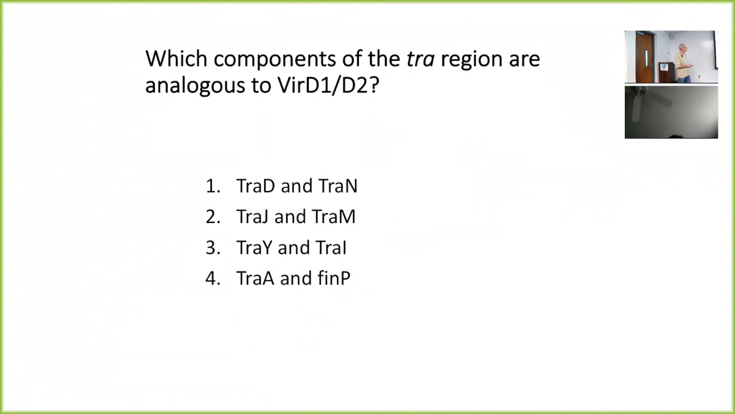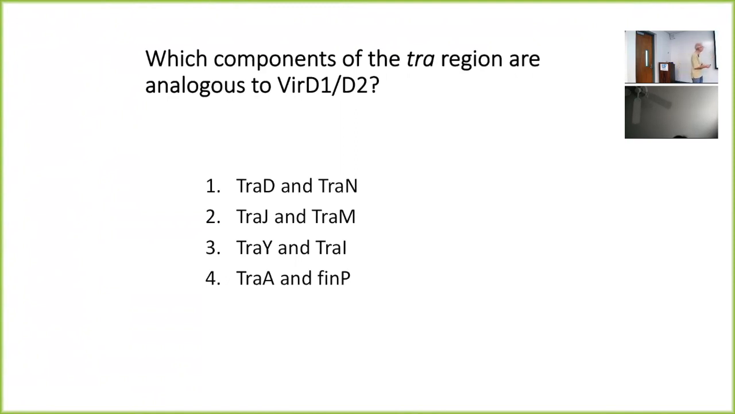Which components of the tra region are analogous to VirD1, D2? This constant comparison of tra and vir is something you should have in your head. Everybody understands that, right? The tra is for bacterial conjugation. Through evolution, an additional copy arose, and it became a substrate for experimentation. It adapted to transfer a portion of the Ti plasmid from Agrobacterium into a plant, using the same strategy and the same machinery, essentially.